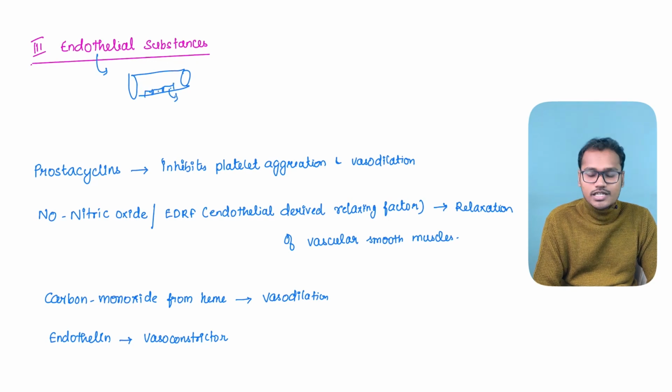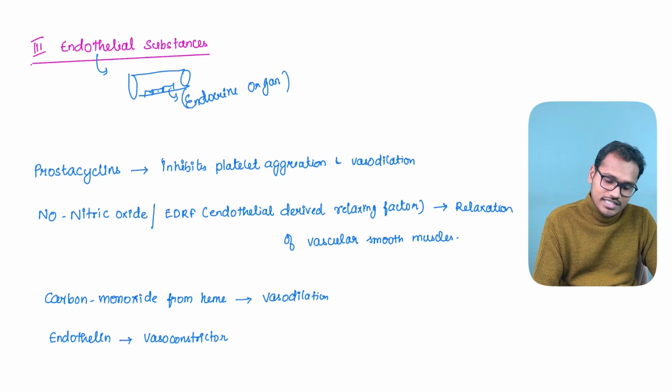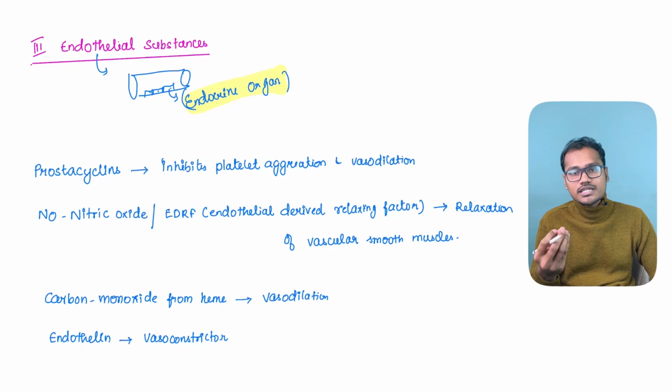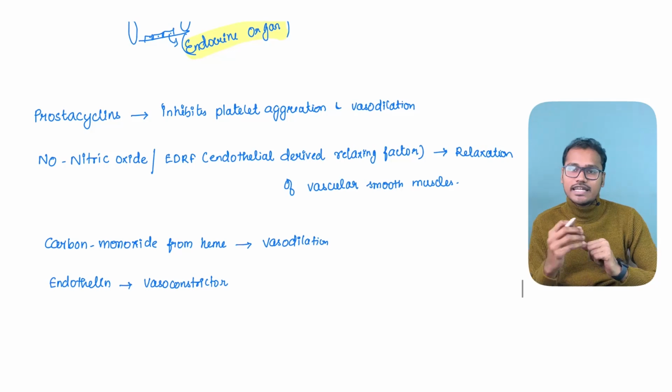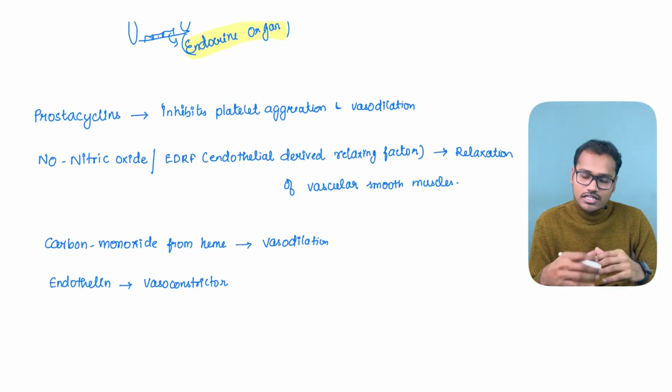This endothelium is sometimes considered as an endocrine organ itself. Why it is considered as an endocrine organ itself is because it is going to produce a humongous amount of local metabolites, hormones and everything. That is why it is considered as an endocrine organ. So let's try to understand a few of them.